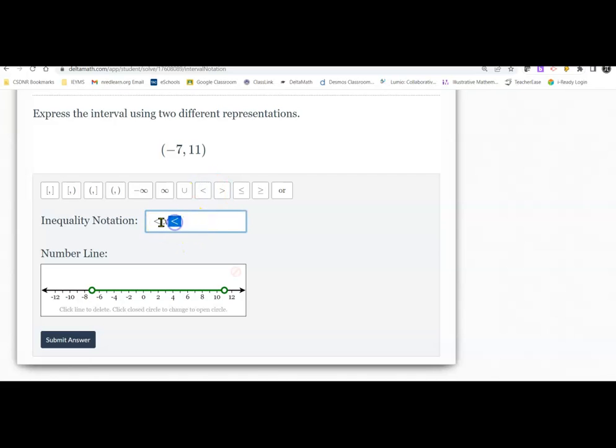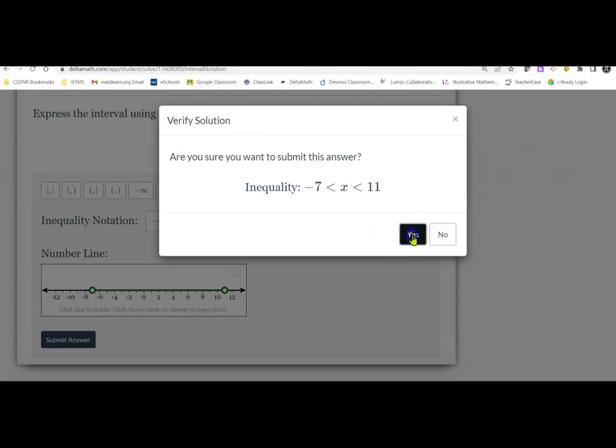Now let's decide. Should any of these have equal to signs? No, because they're both open. So I put my -7 on the left and my 11 on the right, because I am in between -7 and 11. Why are these less than signs? Because these are parentheses, and you always use the less than symbol here when you are in between.